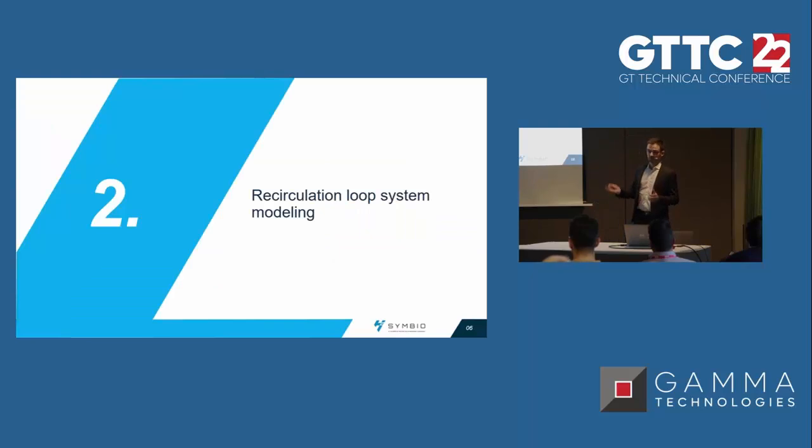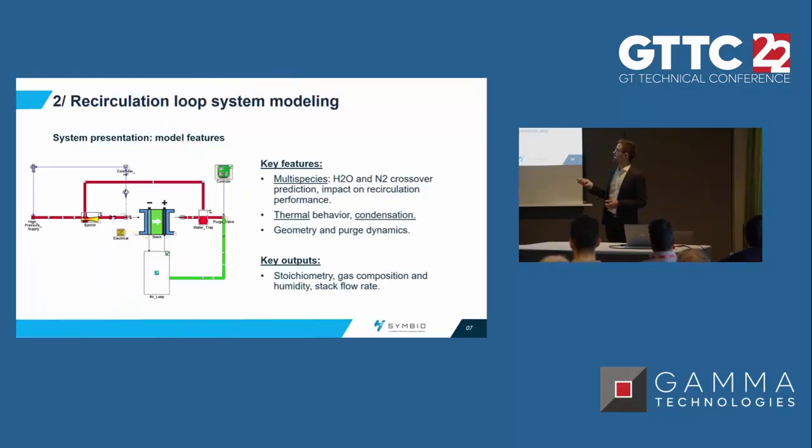So now that the system is defined, let's see how we modeled it. Here's an overview of the system with a focus, of course, on the anode loop. We can recognize all the components. And also we have the air loop, which is not detailed here, but it's mandatory in order to have the right boundary for the crossovers in the stack and for the purge.